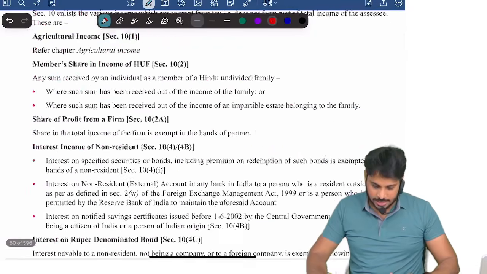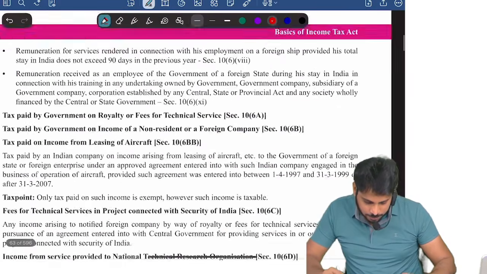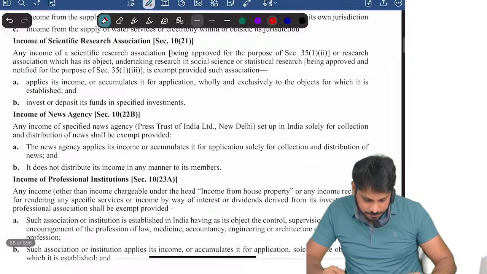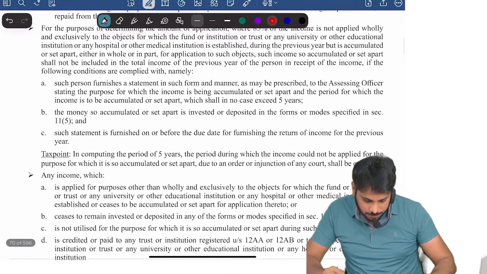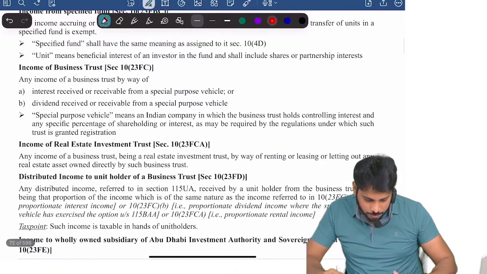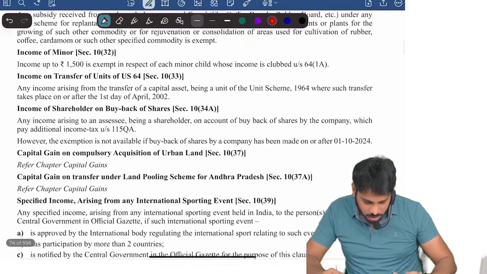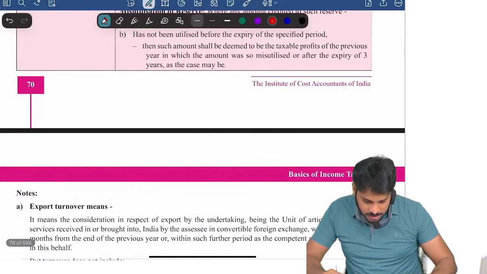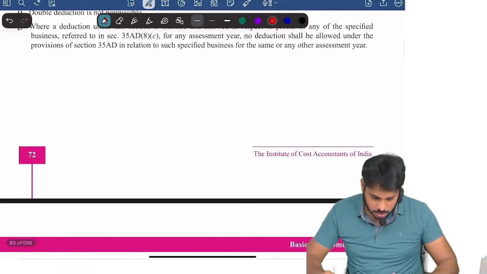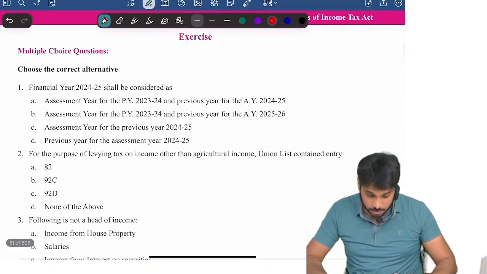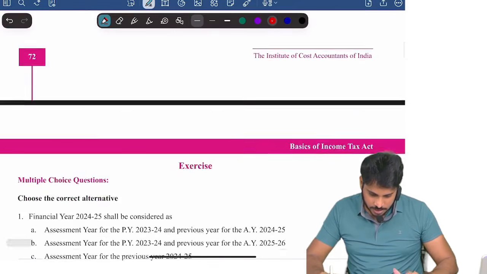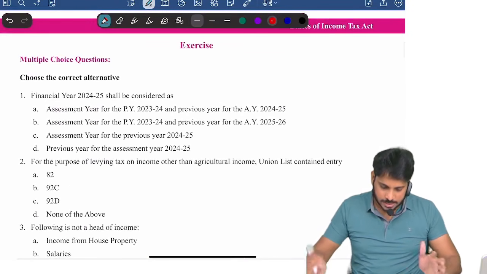Yes or no? Next, is there any other problem in this chapter? In the first chapter, apart from residential status, is there any problem? Nothing, no problems. Just check out. Are there any MCQs at the end of the chapter? No, that is also not there. MCQ is there. Okay, fine. Shall we see this? Okay, next, MCQs. Exercise question.